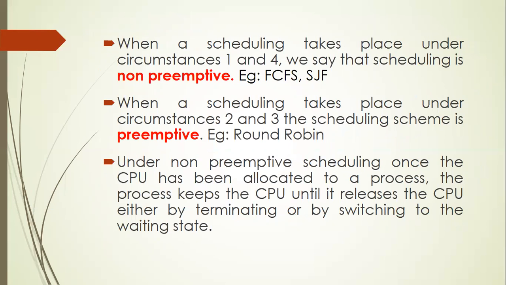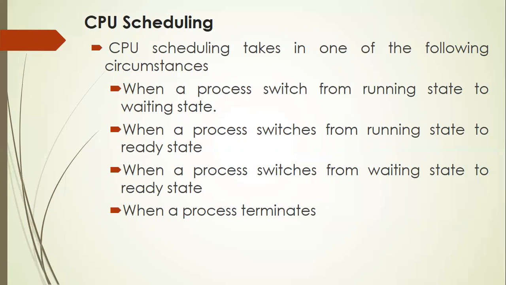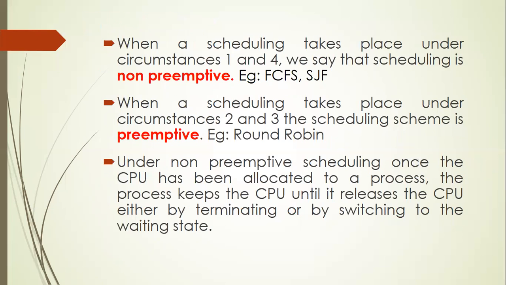And if the CPU scheduling takes place during the second or the third situation, that is, whenever a process switches from running state to ready state, this is during interruption, or when a process switches from waiting state to ready state, this happens after the process completes its IO operation. If the CPU scheduling takes place during these two circumstances, we say that the algorithm is preemptive in nature. One example of a preemptive algorithm is round robin CPU scheduling policy.